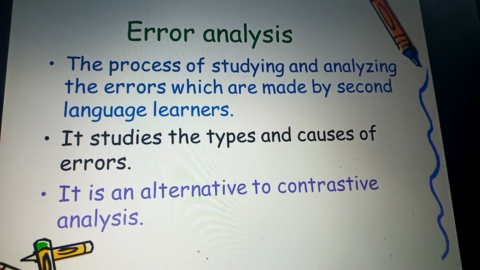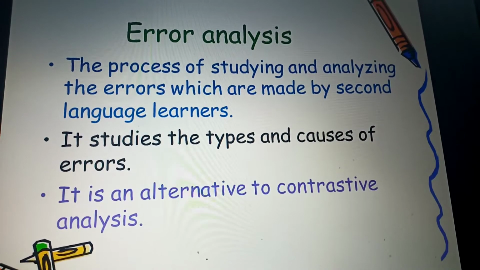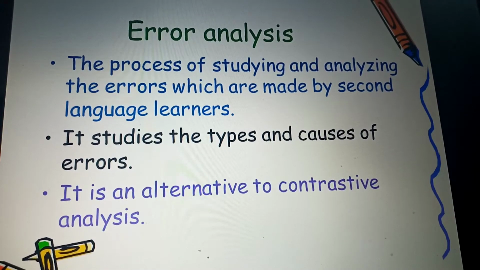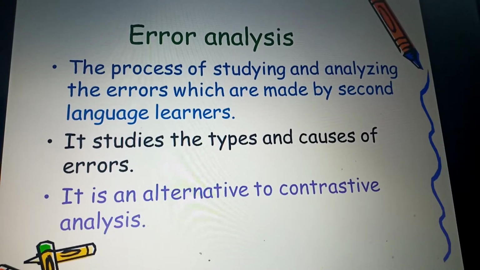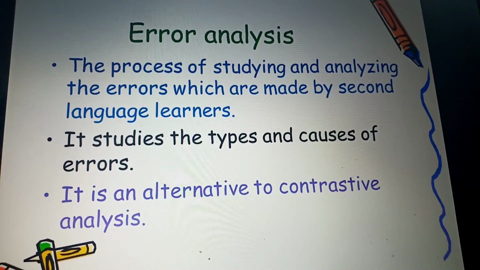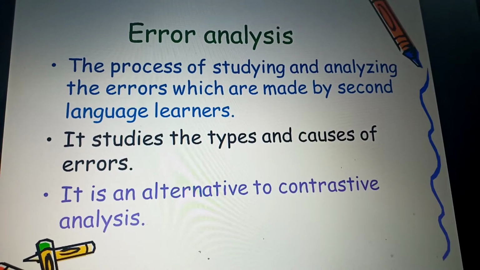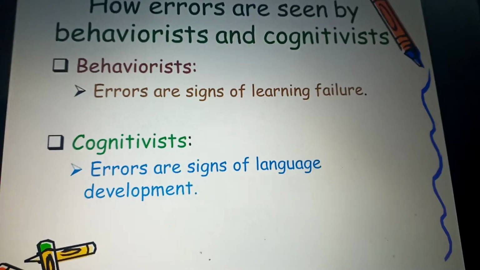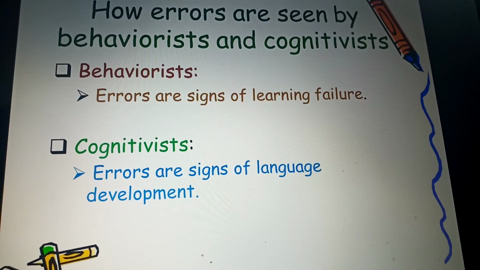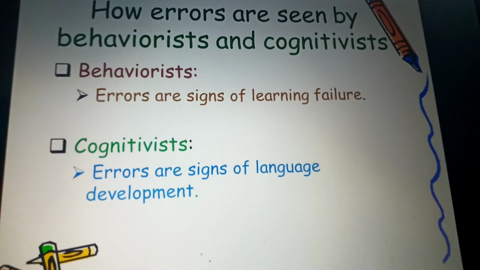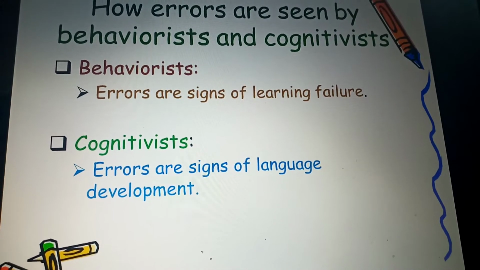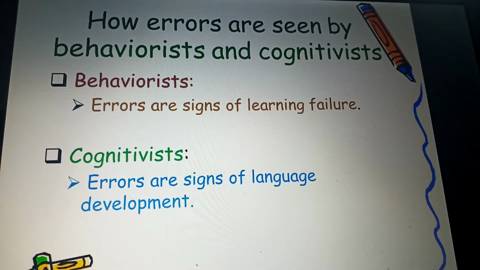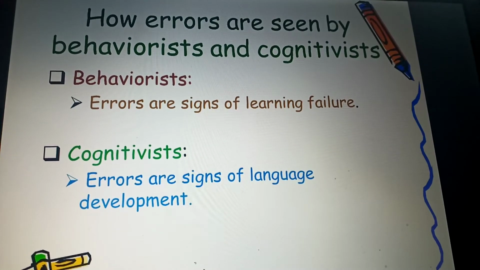Error analysis. What's error analysis? The process of studying and analyzing the errors which are made by second language learners. It studies the types and causes of errors. It is an alternative to contrastive analysis. How errors are seen by behaviorists and cognitivists. Behaviorists: errors are signs of learning failure. Cognitivists: errors are signs of language development.